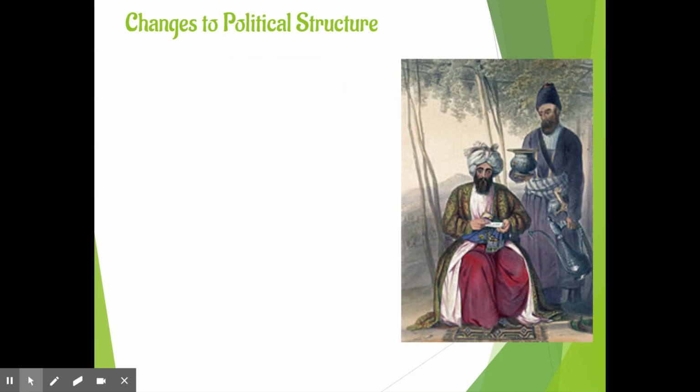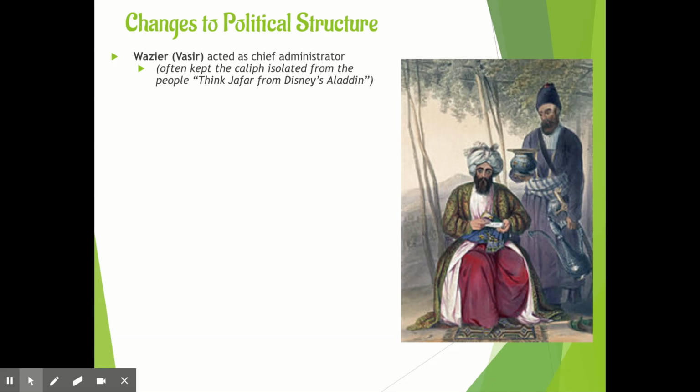All right, so we do see some changes to political structures under the Abbasid dynasty. As we said, it became more bureaucratic, but at the same time, the power of the caliph was reduced because the caliphs began to rely more on their Persian chief administrators known as the viziers or the wazir. You're probably familiar with this. If you've ever seen Disney's Aladdin, Jafar is actually a vizier, and you can see they isolated the caliph and became the in-between or the go-between.